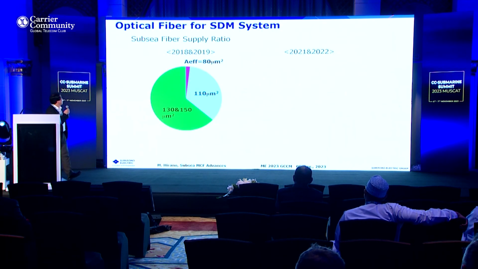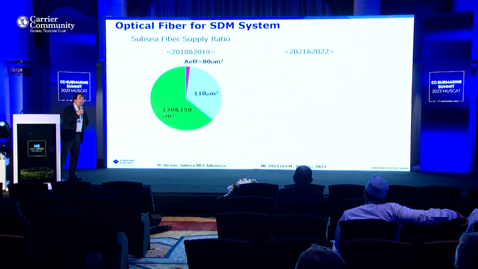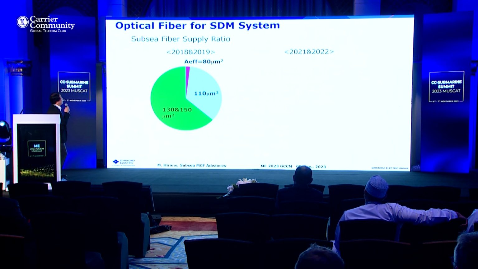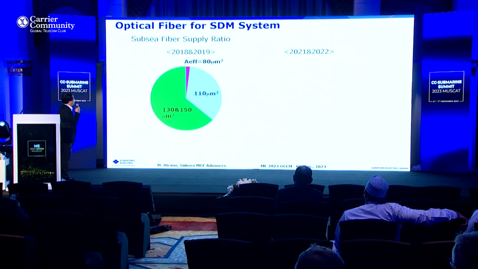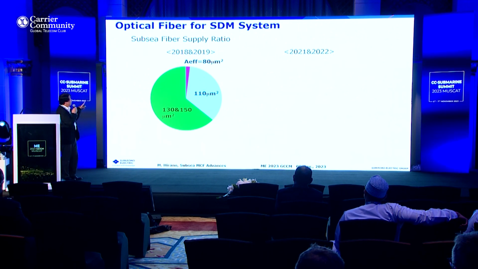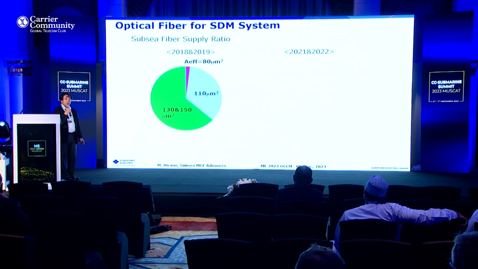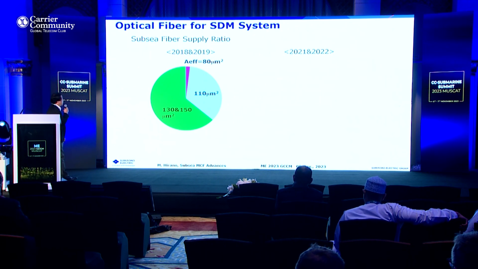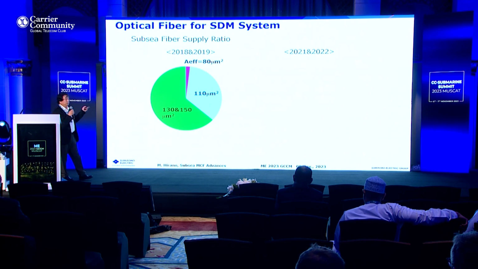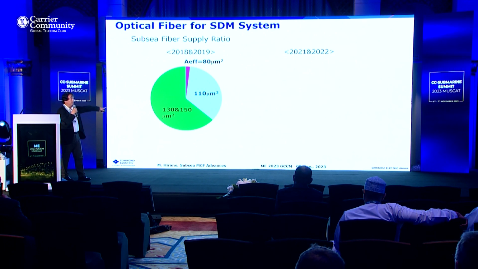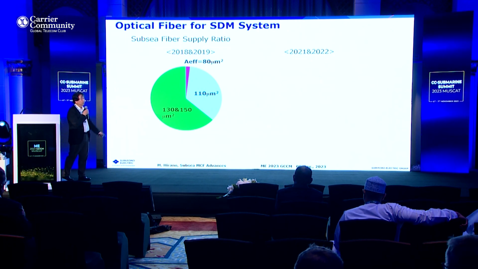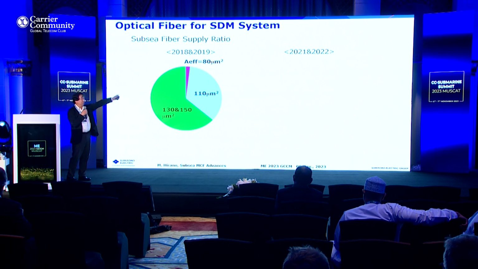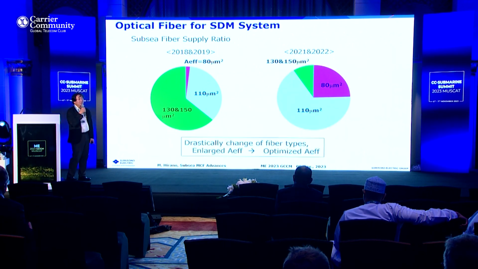So what happened after the launch of the SDM system? This pie chart shows the subsea fiber supply from Sumitomo Electric. In 2018, 2019, just 4 years before, the majority was large effective area fiber, with core areas of 130 and 150, more than 60%. What happened 2 years later?